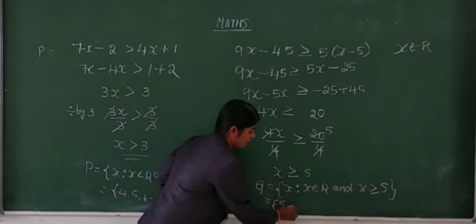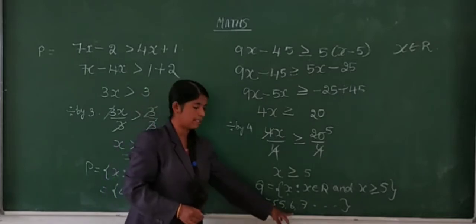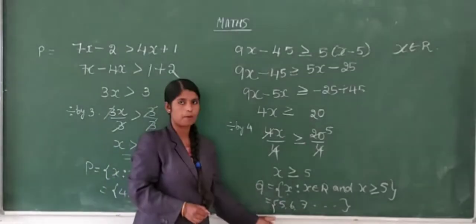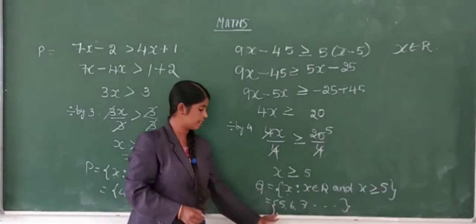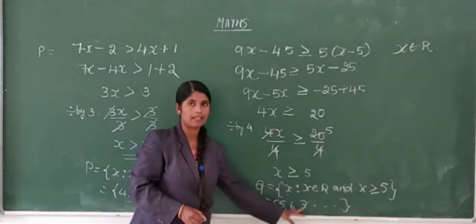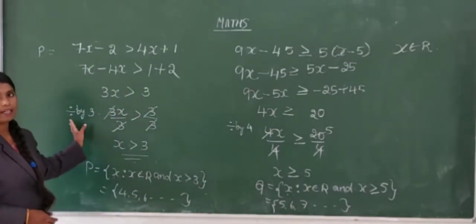Correct? It includes 5, 6, 7, etc. And also the in-between numbers between 5 and 6: 5.1, 5.2, and in the same way 6 and 7 also. So the number we can write is above 5, equal and above 5. So we have to represent these answers in P intersection Q.